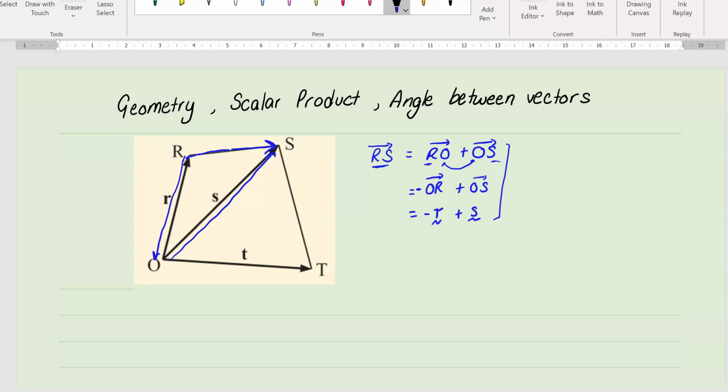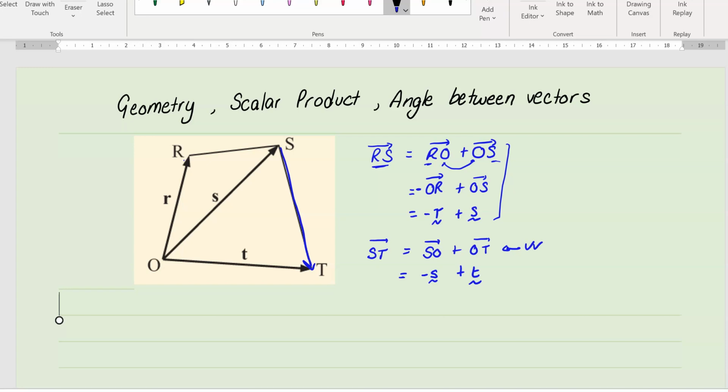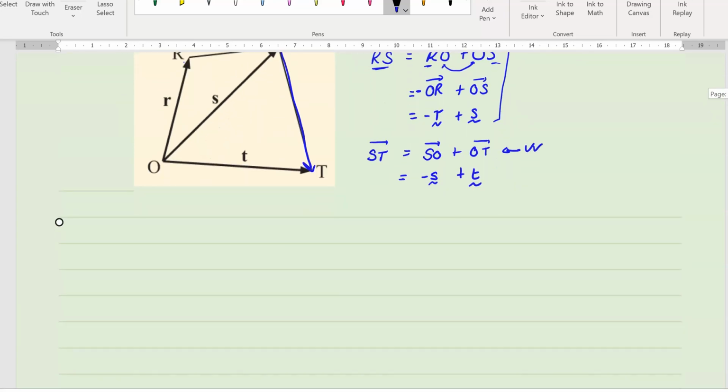Okay, and again, if we wanted to have a look at maybe S to T, okay, ST, that is going to be SO plus OT, and SO will be minus S plus T. Okay, so at least we've got this line here. That would be appreciated, and then we can go to that one. So that's a little bit of the geometry stuff. You can say one is half the other. There's a little bit of a question exercises I've asked you to do there, but pretty reasonable.